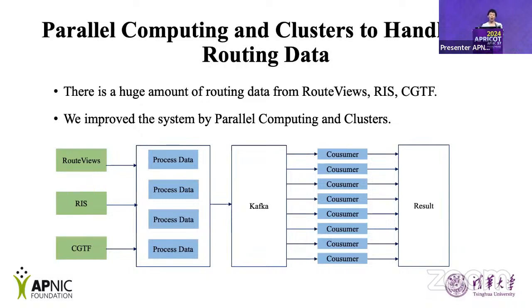Because there is a huge amount of routing data from all these sources, we adopted parallel computing and clusters to handle big routing data. Firstly, the data is collected, and then we use producers to send this data to Kafka, and then the consumer gets the data from Kafka, and then finally gets the result.